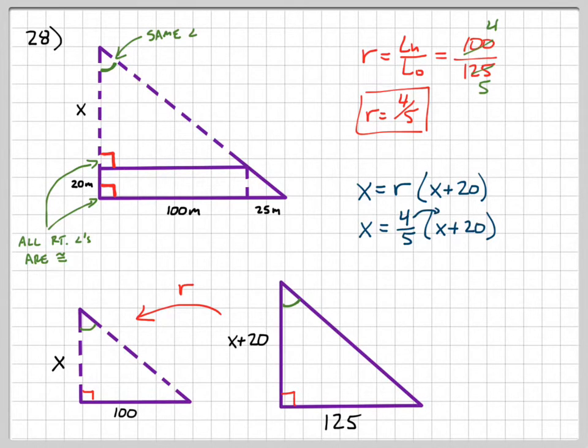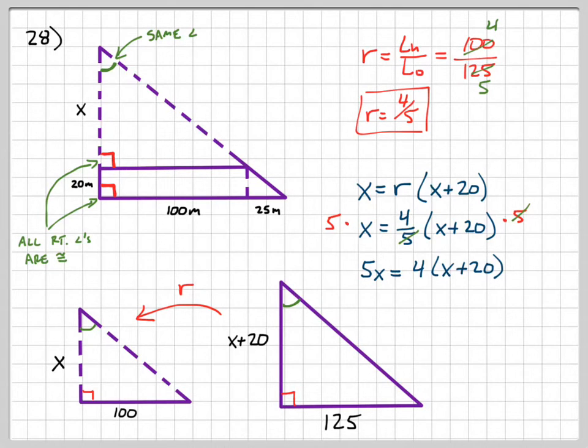Now I could try to distribute 4/5 into both of those. That's going to create a little bit of a mess though, so I would recommend instead simplifying the equation by multiplying both sides by the denominator of this fraction. So if I multiply this side by 5 and multiply this side by 5, that will give me 5x equals, here the 5's cancel, and so therefore I'm going to be left with 4 times x plus 20.